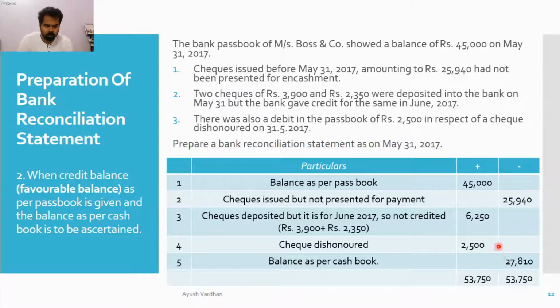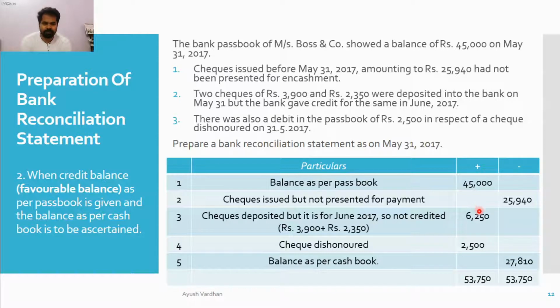If the cash book balance is 27,810 rupees and the passbook balance is 45,000 rupees, and these kinds of entries have been made, then in that case the account is correct. There is no error anywhere in the transactions, and all the differences created due to delay in recording or non-recording of the payments are made clear here.